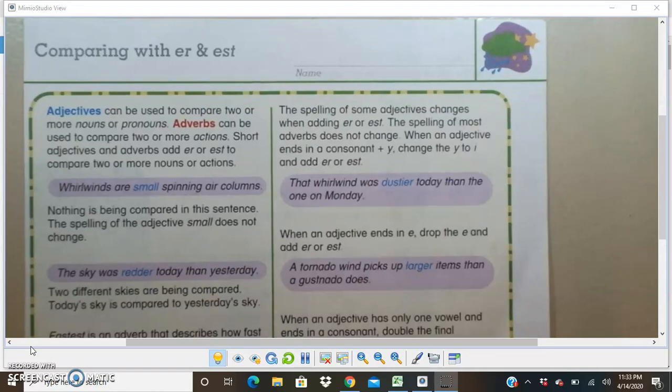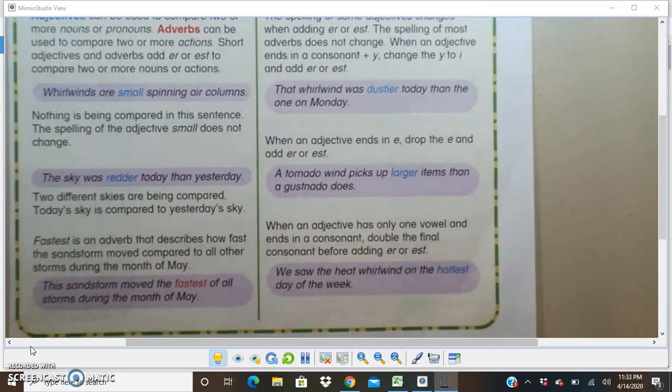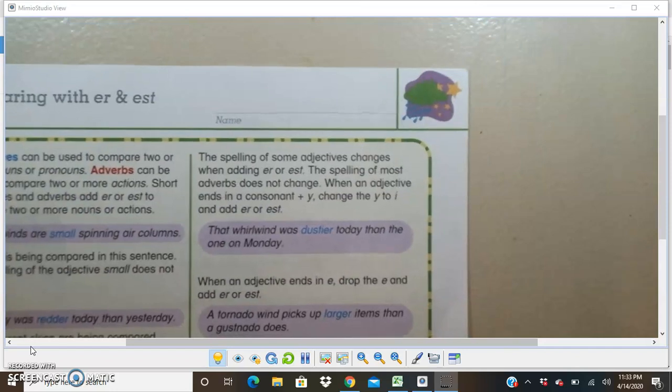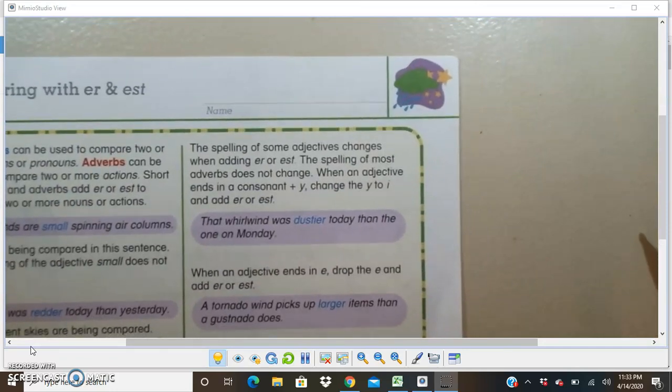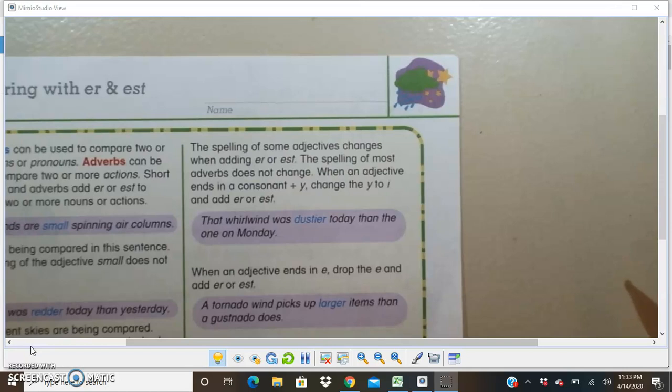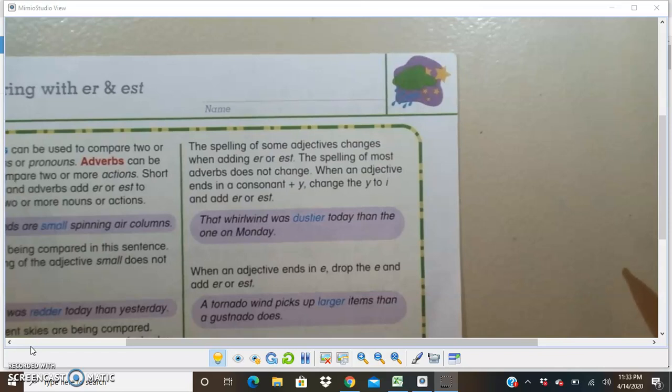I'm going to move our paper up some, and in the next sentence right here it says, this sandstorm moved the fastest of all storms during the month of May. Fastest is an adverb that describes how fast the sandstorm moved compared to all the other storms during the month of May. If I go to the top of the page again on the right-hand side, we're going to talk about how the spelling of some adjectives can change when adding ER or EST. The spelling of most adverbs, though, does not change.